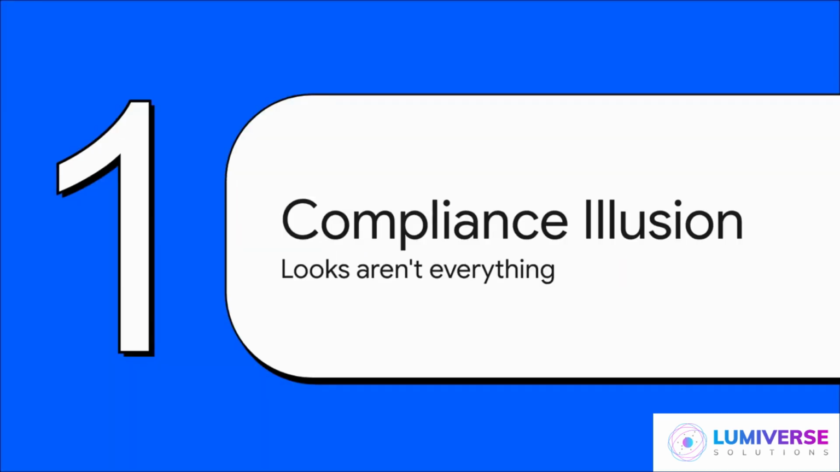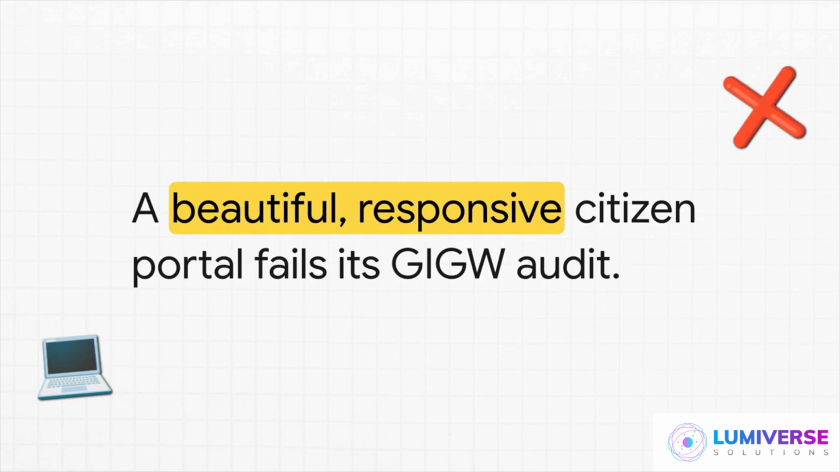All right, section 1, the compliance illusion, because looks really aren't everything. So picture this practical scenario from our source material. A government department launches a completely redesigned citizen service portal. It's totally responsive, it's visually stunning, all their online services are seamlessly integrated. The team is thrilled, popping champagne, right? But then the GIGW assessment happens and the portal absolutely bombs.